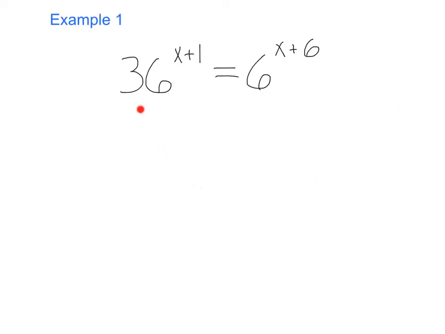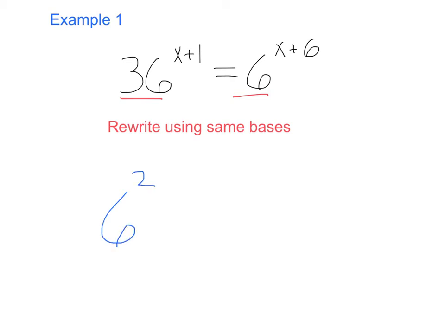Here we've got 36 to the x plus 1 equals 6 to the x plus 6. Now we can almost use our one-to-one property, except that we've got two different bases here, 36 and 6. So, one thing we can do is rewrite using the same base. Here we've got 36. What if we took that 36 and changed it to 6 squared? Then we would have the same base as this 6 over here. Now we've got x plus 6 as an exponent and x plus 1 as the exponent.